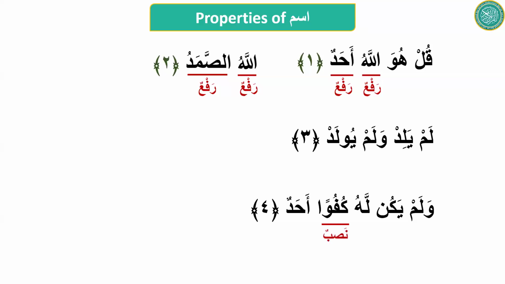Rafa, if it is singular or not the plural which has the ending sounds we talked about, then we go with the haraka. Dhamma is Rafa, Fatha is Nasab, and Kasra is Jar. So because this is Fatha, it is Nasab.